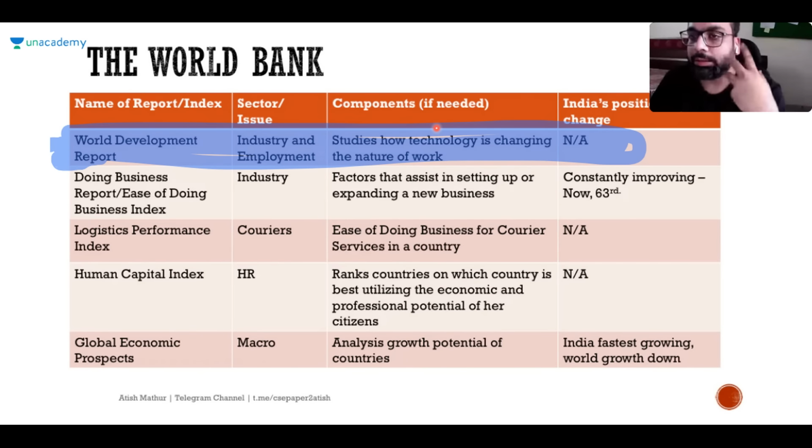This is just an analysis. There are no indices, there are no rankings of countries, just what the report is about. Because this is something interesting. This has happened last year. Therefore, there could be a question on the same.